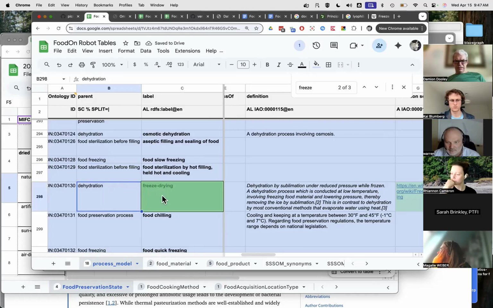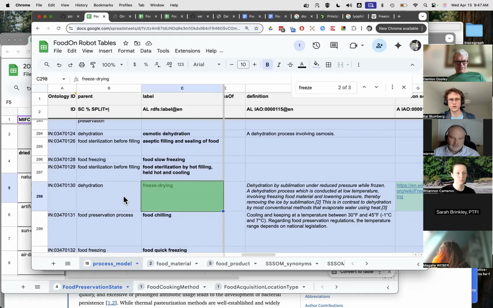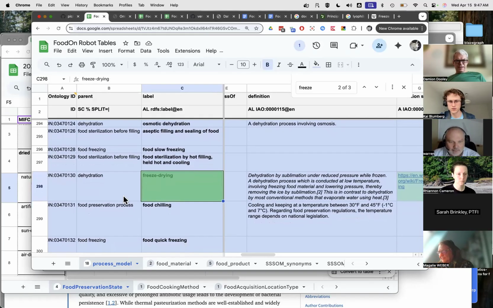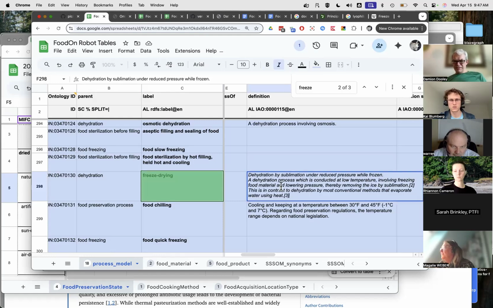And freeze drying is a form of that. Yeah, because there's probably different versions of this, so just keep it simple. And the output isn't necessarily cold or frozen. It's just dried, dehydrated. So: a dehydration process which is conducted at low temperature involving freezing food material.